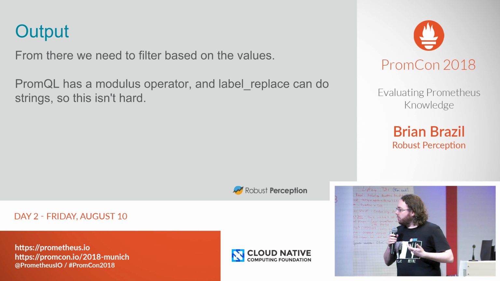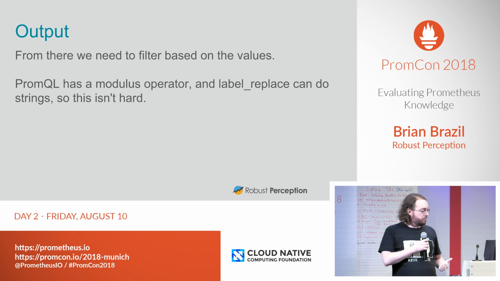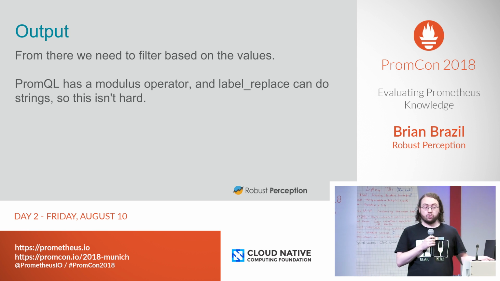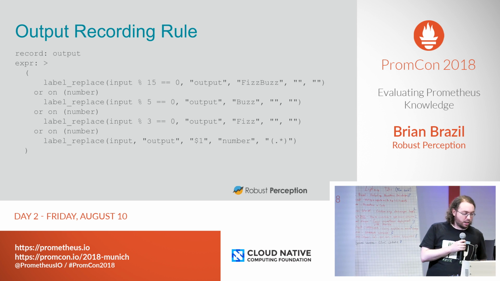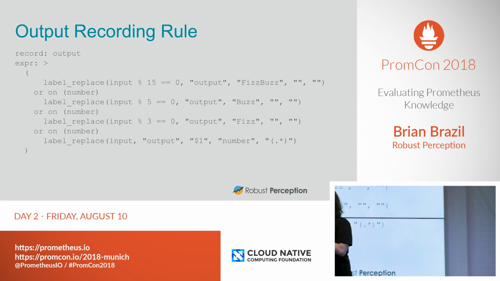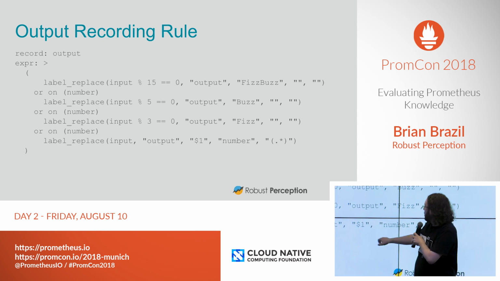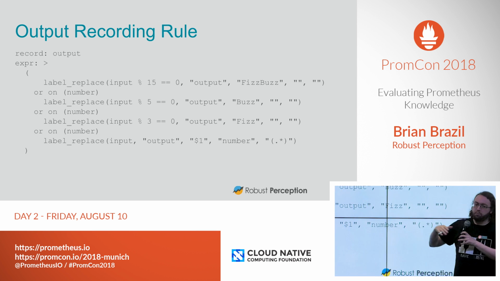And from there, we need to filter based on the values. The good news is PromQL has a modulus operator, and it has label replace, which can do string stuff. So this isn't actually that hard. So all we need to do is basically, if it's modulus 15, which is 3 and 5, we put in FizzBuzz, 5 is Buzz, 3 is Fizz, and otherwise we just put the number into the output label.